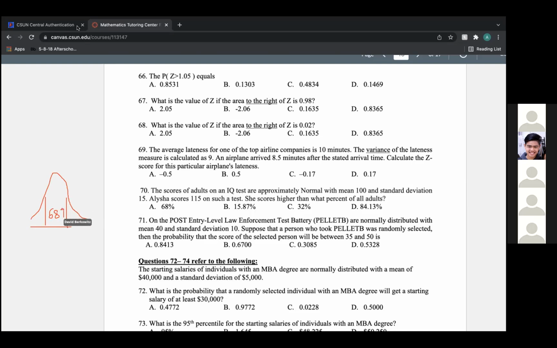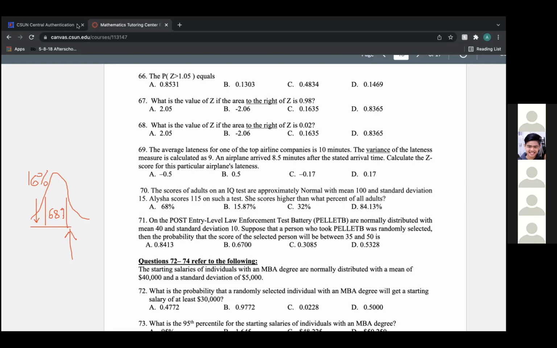Now, that means to the left of it is going to be what percent? Roughly 16%. For a total of what percent is less than your data point, which was right here? 84%. And when I look at the answer choices, D, 84%. Does that make sense?